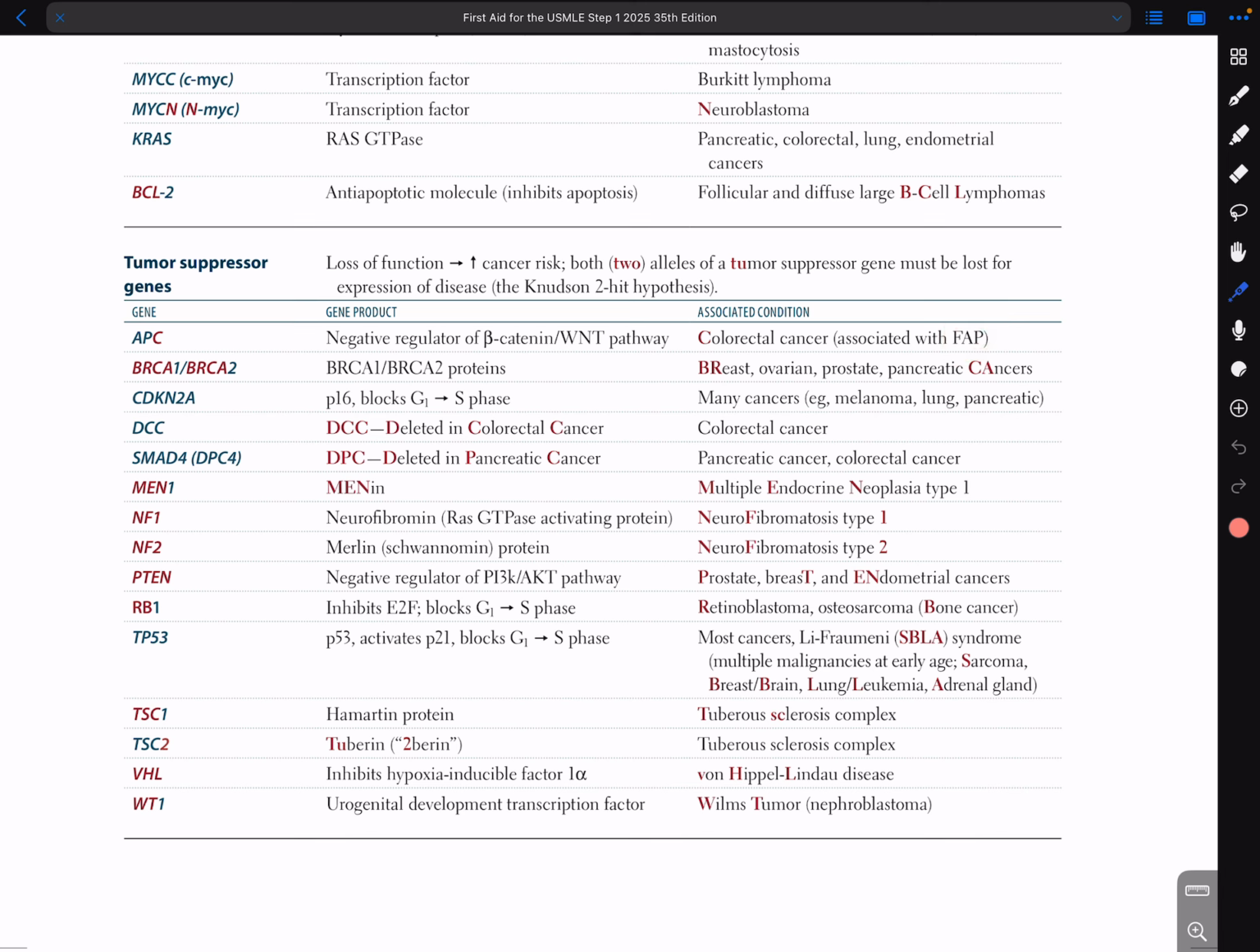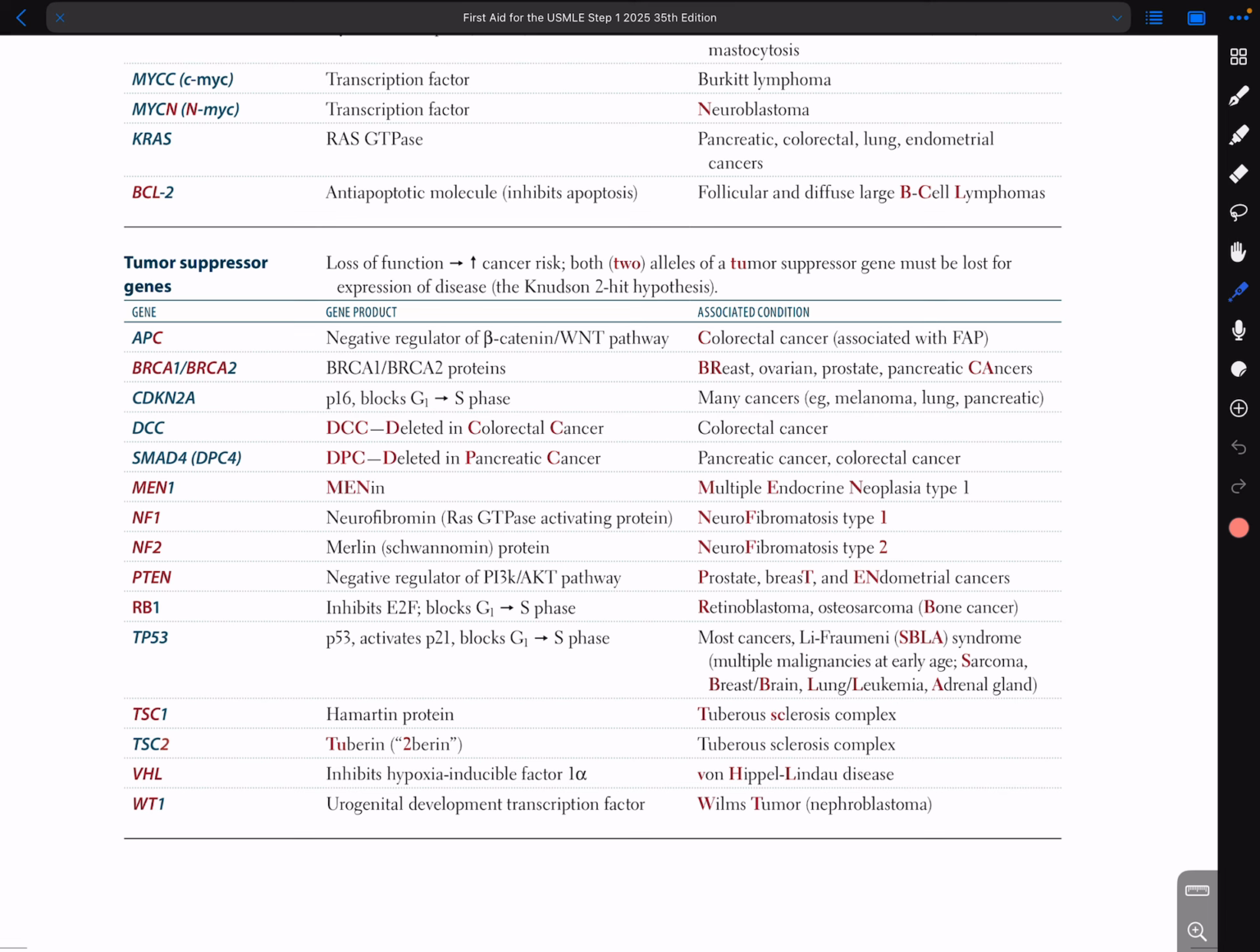Next tumor suppressor genes are BRCA1 and BRCA2, and the gene product is the same, BRCA1 and BRCA2 protein. From the first two letters, BR, you can correlate the associated cancers: breast, ovarian, prostate, and pancreatic cancers.